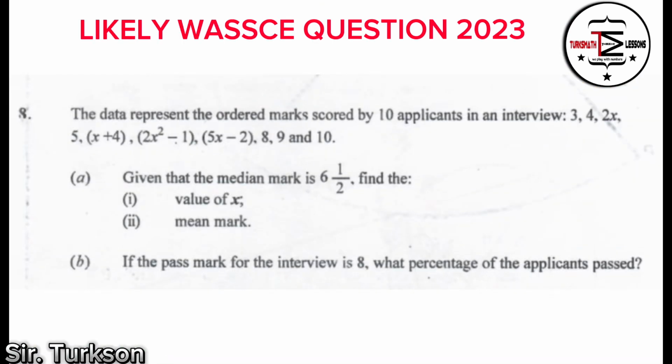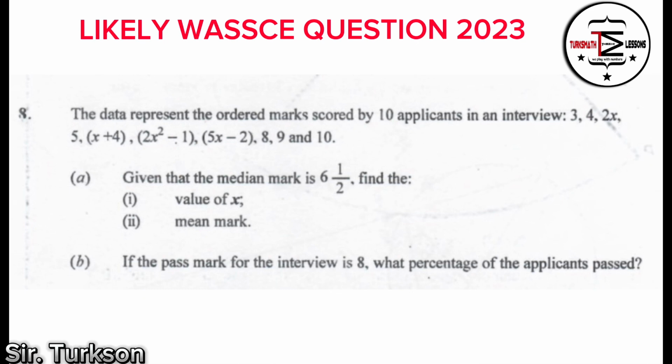The data presents the ordered marks scored by 10 applicants in an interview: 3, 4, 2x, 5, (x + 4), (2x² − 1), (5x − 2), 8, 9, and 10. These are the marks obtained by the applicants in an interview.